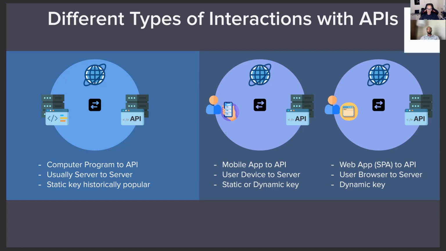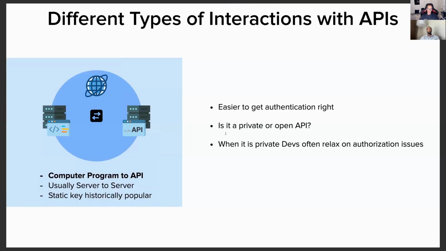Now let's see the challenges from each case. In the typical computer program to API case, communication is usually server to server, so it's easier to get authentication right. The popular solution here is to use static keys. Of course, there are some questions that you need to ask yourself. Is this going to be a private API, or an open API? Is it open to the world for other users to use, or are you just using it internally within your organization?